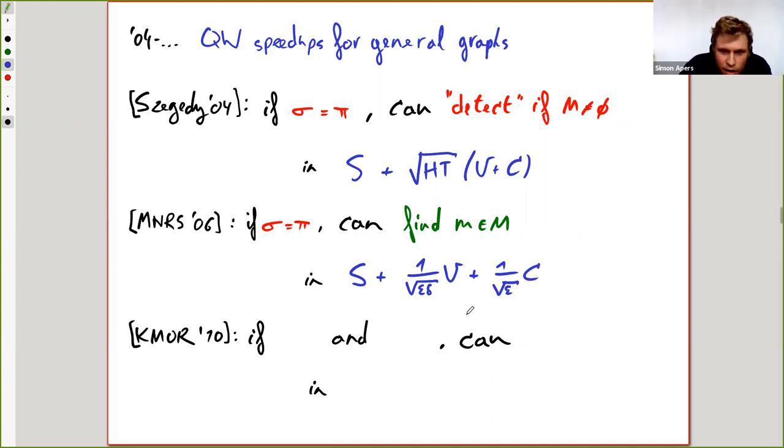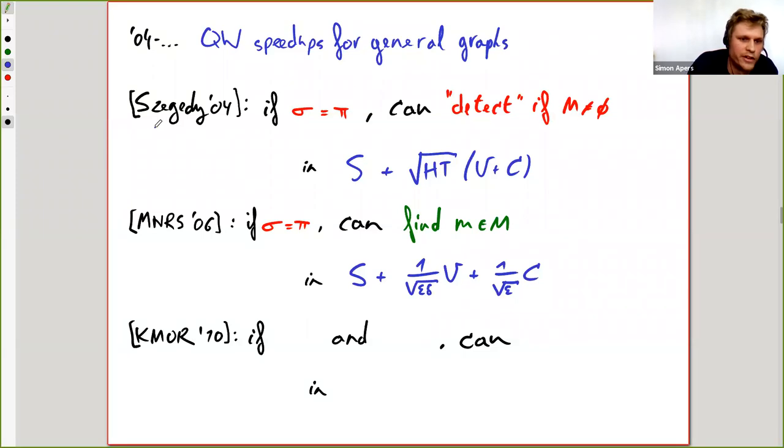Now this thing compares to the classical cost of the mixing time algorithm, where we're basically getting square roots over these two quantities. Whereas this one compares to the classical hitting time algorithm. So these two, just like in the classical case, are kind of incomparable. But we get here that at least they find a marked element. They don't just detect it.